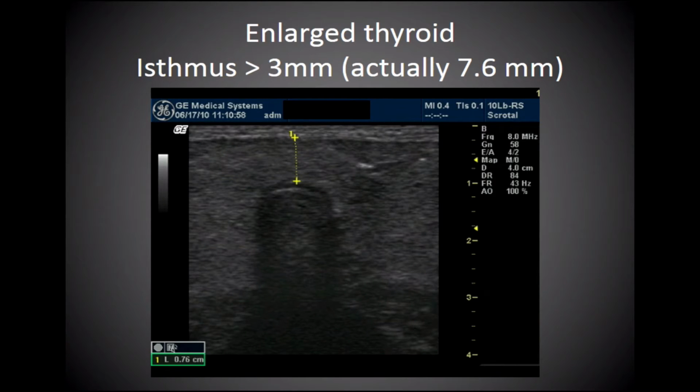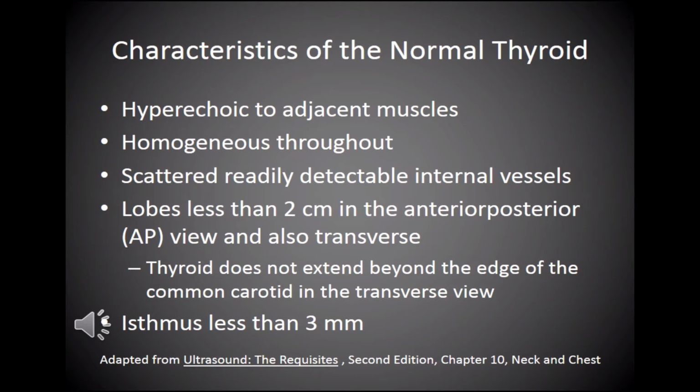The isthmus in this thyroid is 7.6 millimeters, so there is thyromegaly. Remember that the normal thyroid isthmus is 3 millimeters or less. Let's review the characteristics of the normal thyroid. The normal thyroid is hyperechoic to the adjacent muscles. In other words, it's more echodense than the strap muscles or sternocleidomastoid which surround it.